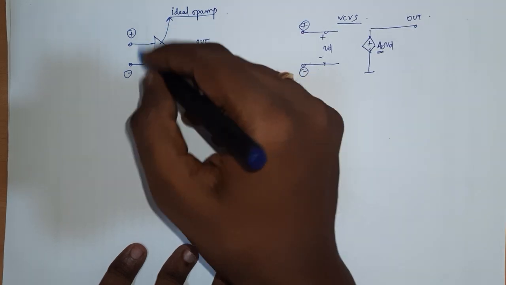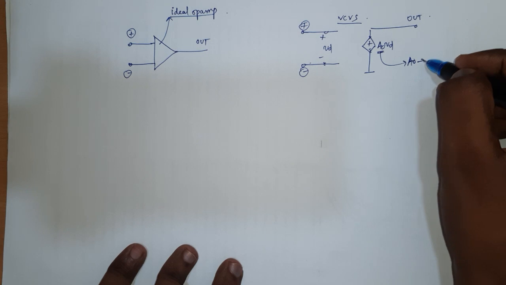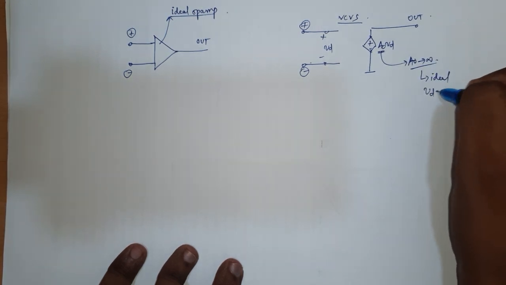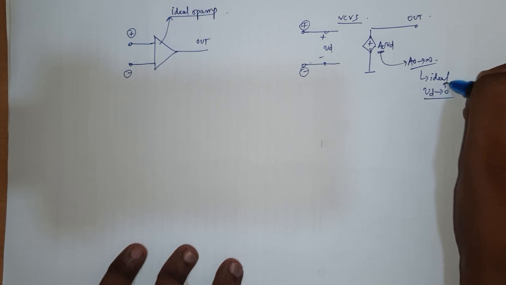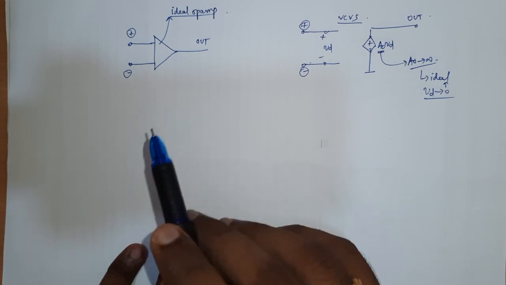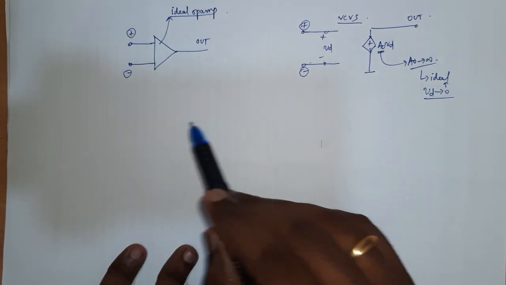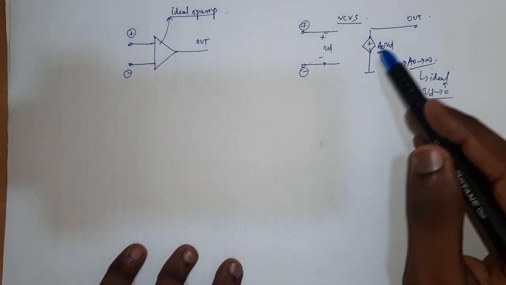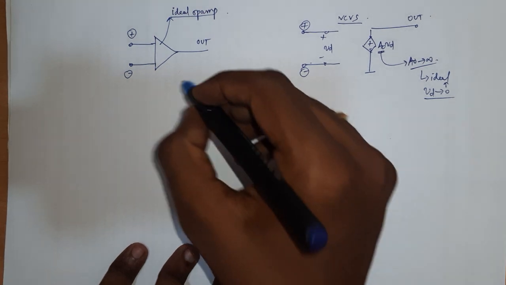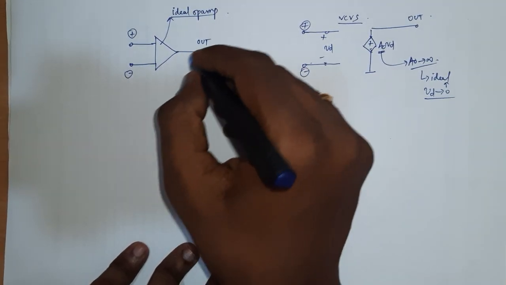So as far as an ideal op-amp is considered, because A0 will tend to infinity in an ideal op-amp, I know that VD will tend to 0 in an ideal op-amp. So I will have a model something like this. So as long as you have an ideal op-amp, you can use a situation like this and proceed for your analysis. But then if it is not ideal, if A0 is finite, in that case you have to proceed with circuit like this.